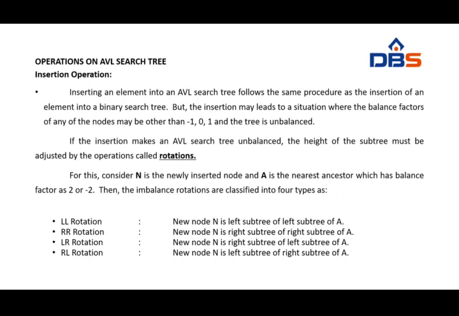Consider N is the newly inserted node and A is the nearest ancestor which has a balance factor of 2 or minus 2. Then the imbalances are classified into 4 types: LL, RR, LR and RL rotations. In LL, the new node N is in the left subtree of A. In RR, N is in the right subtree of A. In LR, N is in the right subtree of the left subtree of A. In RL, N is in the left subtree of the right subtree of A.